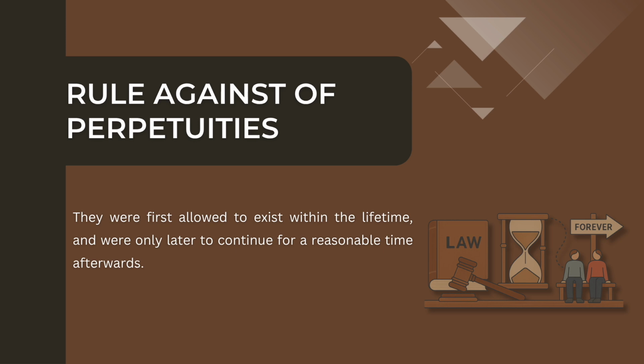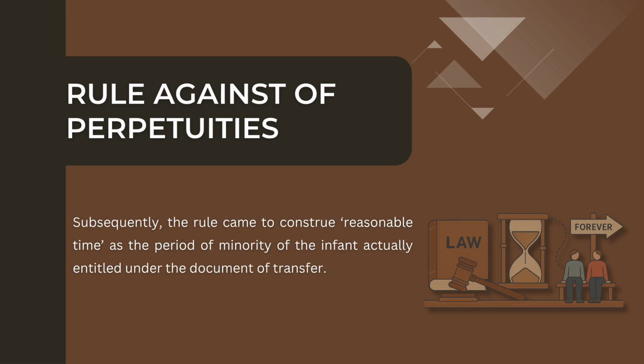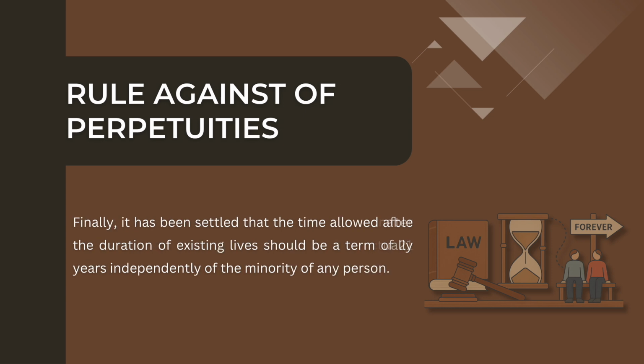The rule in English law has undergone many changes. They were first allowed to exist within the lifetime and were only later to continue for a reasonable time afterwards. Subsequently, the rule came to construe reasonable time as the period of minority of the infant actually entitled under the document of transfer. Finally, it has been settled that the time allowed after the duration of existing lives should be a term of 21 years independently of the minority of any person.